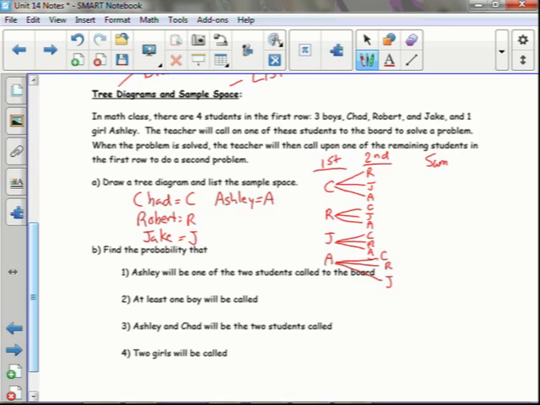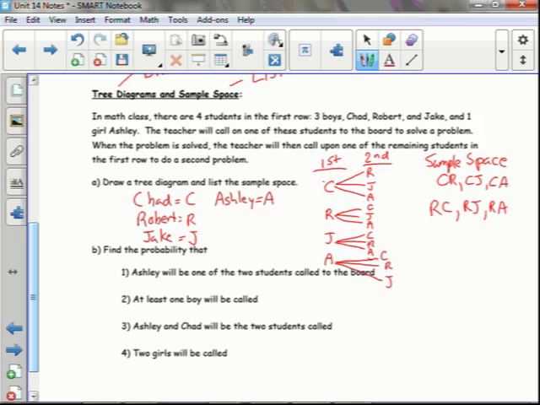Now, the sample space is just a list of those options. So if you follow the path, if we start here at the first one, it was Chad and Robert. So it could be Chad and Robert. It could be Chad and Jake. It could be Chad and Ashley. It could be Robert, following the R goes to C: Robert and Chad, Robert and Jake, Robert and Ashley.